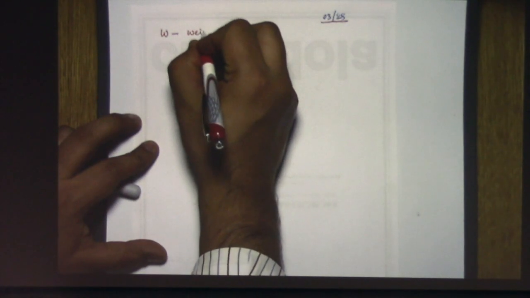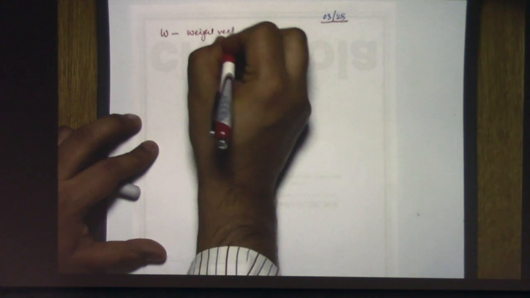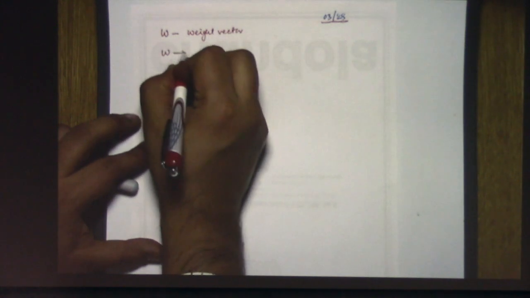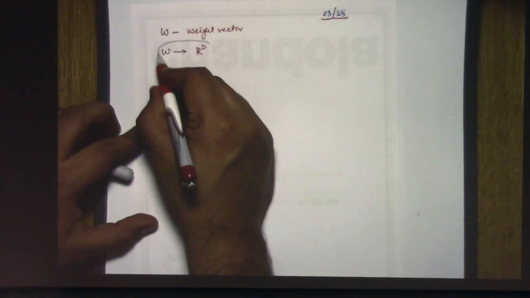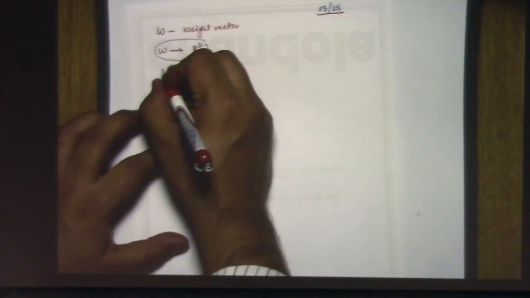So we are trying to put a prior on W. What is W? W is your weight vector, and W is in R^D, which means it's a d-dimensional vector of weights. So you can set an appropriate prior on W. One of the priors that we have seen in our class for a vector is a multivariate Gaussian, right?